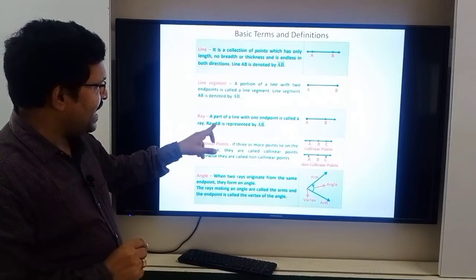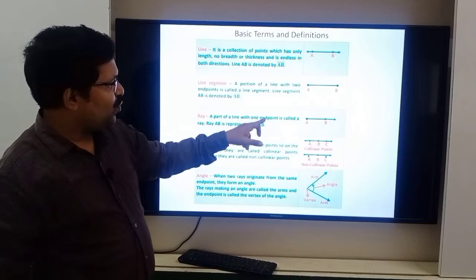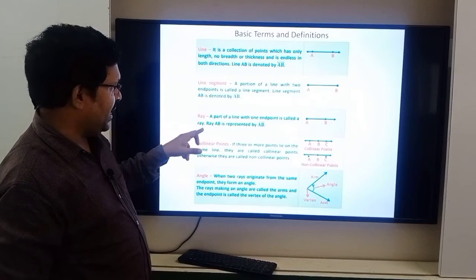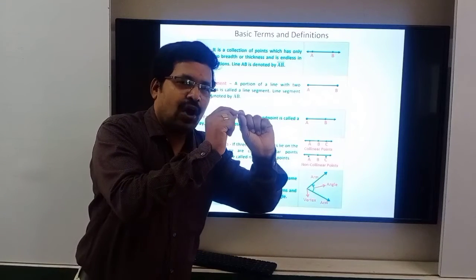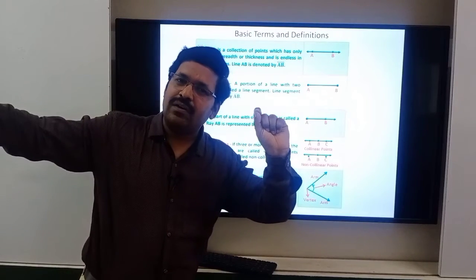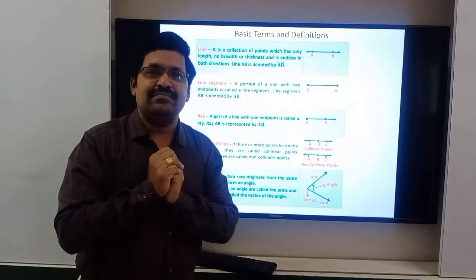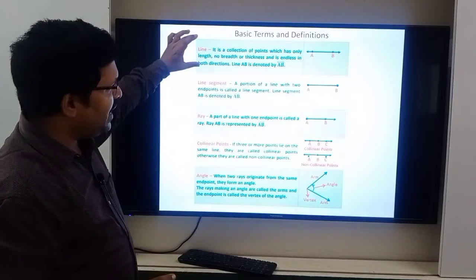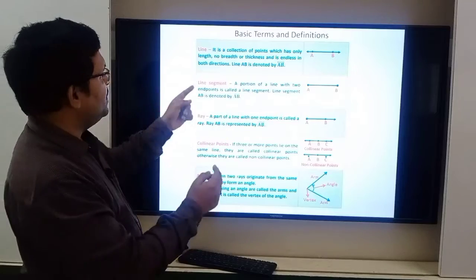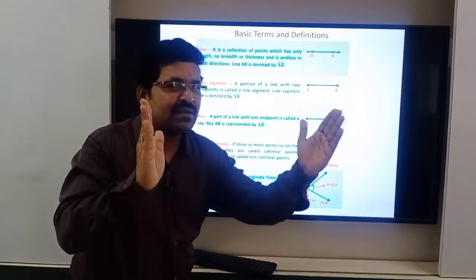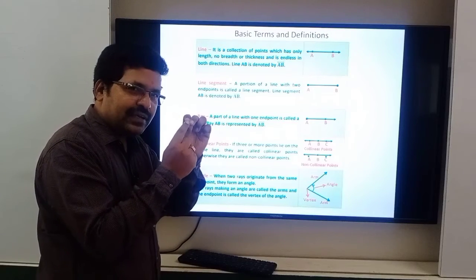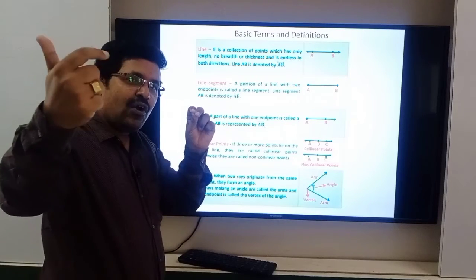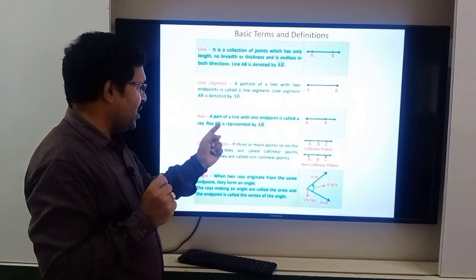Then what is a ray? A part of line with 1 endpoint is called ray. Suppose a ray started with a dot and extends, goes on. That is a ray. You understood? One is the line, endless; a line segment, a portion of the line; a ray starts with 1 point and it goes on endless. That is a ray.